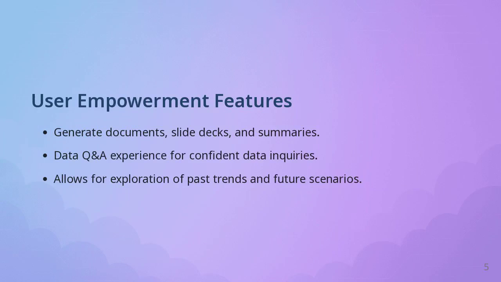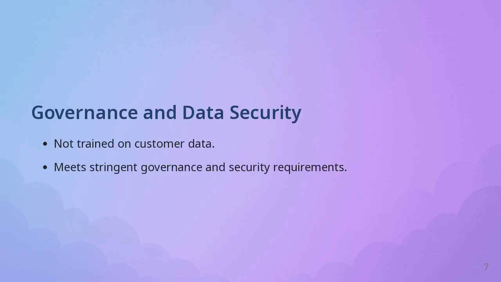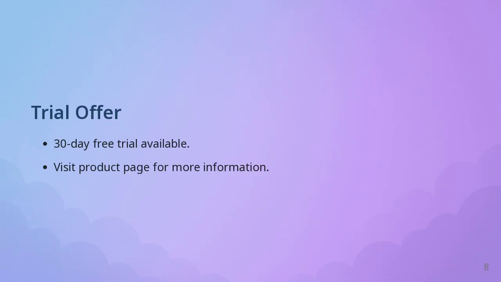QuickSight Scenarios allows users to dive deeper into data insights without needing specialized skills. Amazon Q is designed with strong governance and security measures, ensuring it meets the needs of enterprise and government clients. Users can try Amazon Q in QuickSight for free for 30 days, providing an opportunity to explore its capabilities.